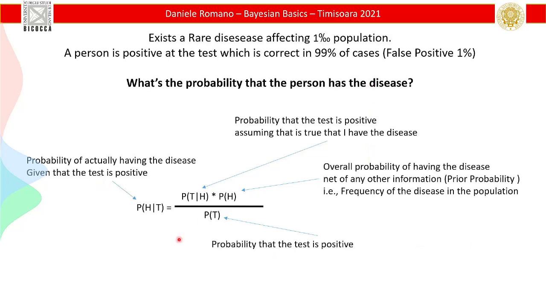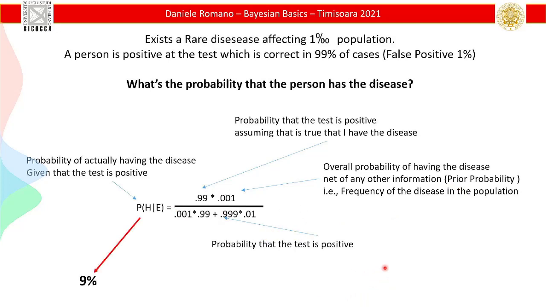Well, we have the Bayes theorem to solve this situation, so we can plug in all the numbers. We can see it in more detail. The probability of actually having the disease, given that the test is positive, is composed by the probability that the test is positive, assuming that I have the disease, times the overall probability of having the disease prior to any other information, so the probability that the disease exists in the population, divided by the probability that the test is positive in general.